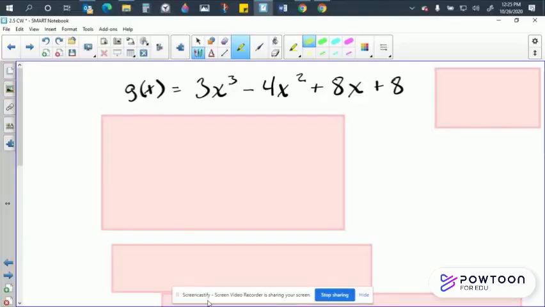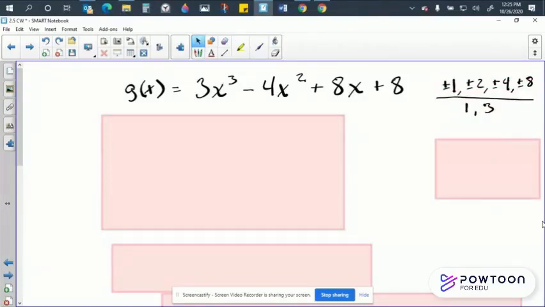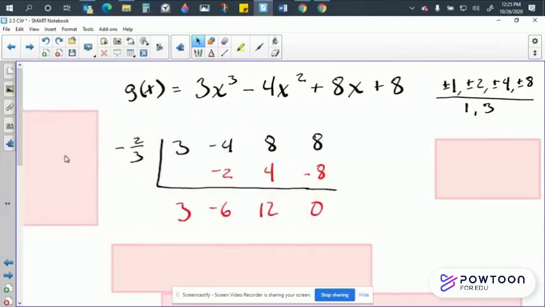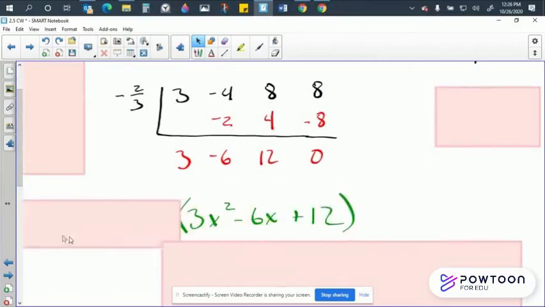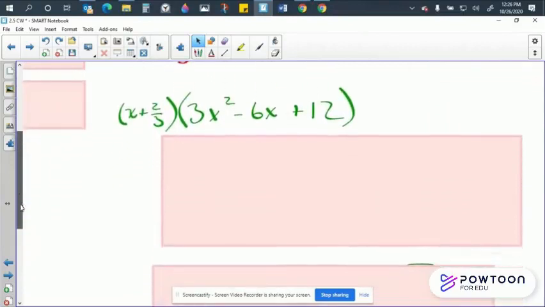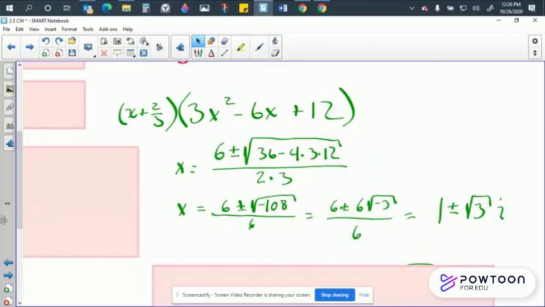Now for another example problem, to factor a trinomial. For this one, we're going to use synthetic division. So our possibilities to try out. I've already put one together and found that -2/3 is a zero. And that leaves us with 3x squared minus 6x plus 12. Now to factor that quadratic, we can use the quadratic formula.